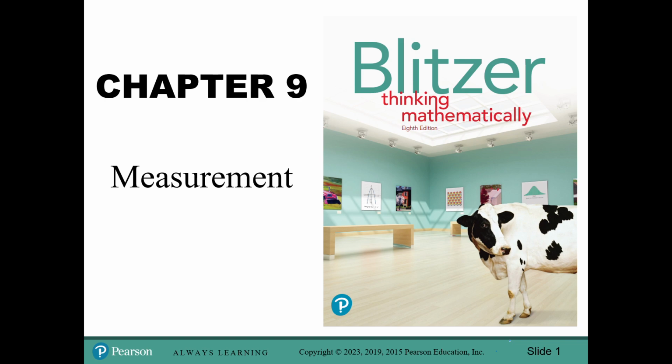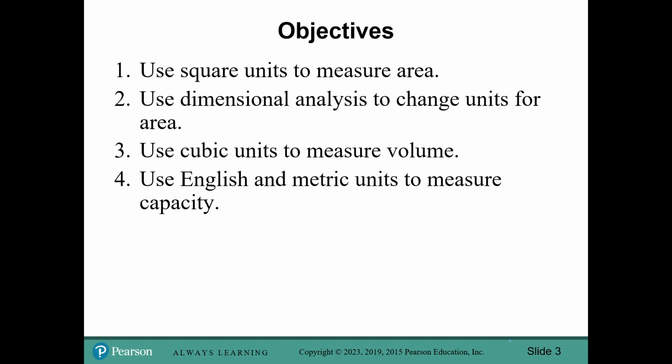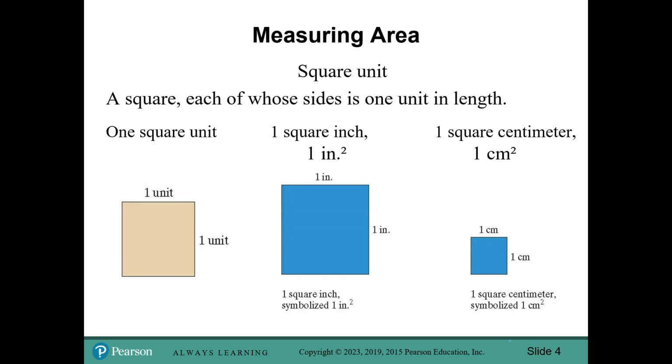Class. Today we're going to do Chapter 9, Measurement, and look at Chapter 9.2, Measuring Area and Volume. Our objectives today are to use square units to measure area, use dimensional analysis to change units for area, use cubic units to measure volume, and use English and metric units to measure capacity.